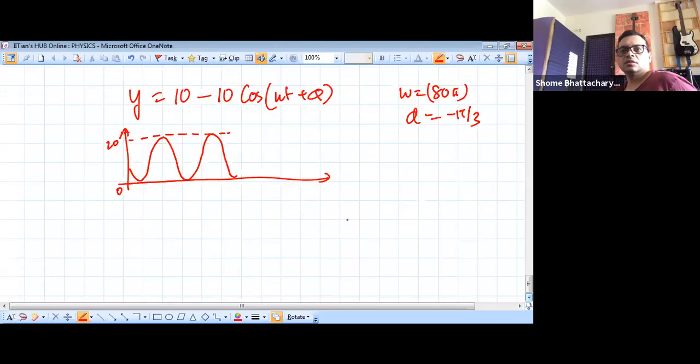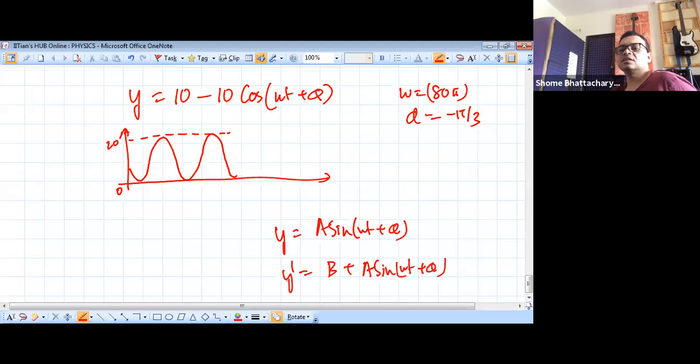Yes. The 10 that we've added here is the difference between saying that you have y equals a sine omega t plus phi, one graph like this, and another graph y prime equals b plus a sine omega t plus phi, where b is a constant. What happens? This just transforms the whole graph up by b. Understood? It doesn't change the amplitude, it doesn't change the frequency. So same thing over here. Hope this is clear, Sudhir.